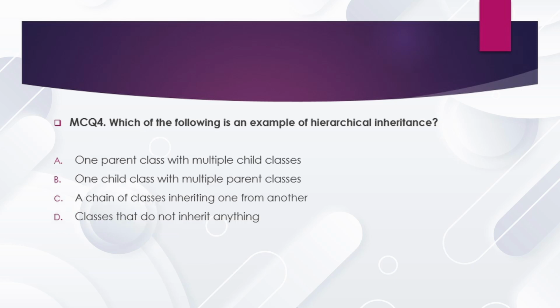Here is the next question. Which of the following is an example of hierarchical inheritance? Take a moment to think about your answer. The correct answer is option A, one parent class with multiple child classes. If you got all the answers right, good job. If not, don't worry. You can revisit the explanation in the video.